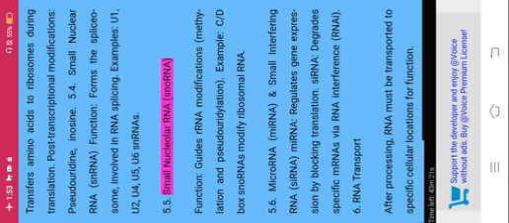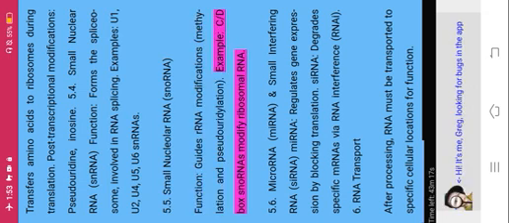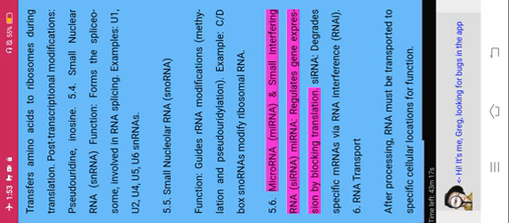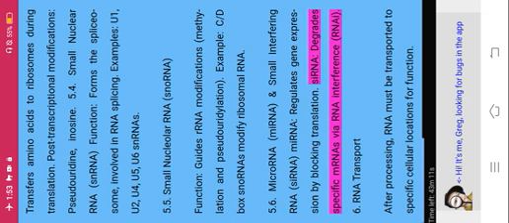5.5. Small nucleolar RNA, snoRNA. Function: guides rRNA modifications, methylation and pseudouridylation. Example: C/D box snoRNAs modify ribosomal RNA. 5.6. MicroRNA (miRNA) and small interfering RNA (siRNA). miRNA regulates gene expression by blocking translation. siRNA degrades specific mRNAs via RNA interference (RNAi).